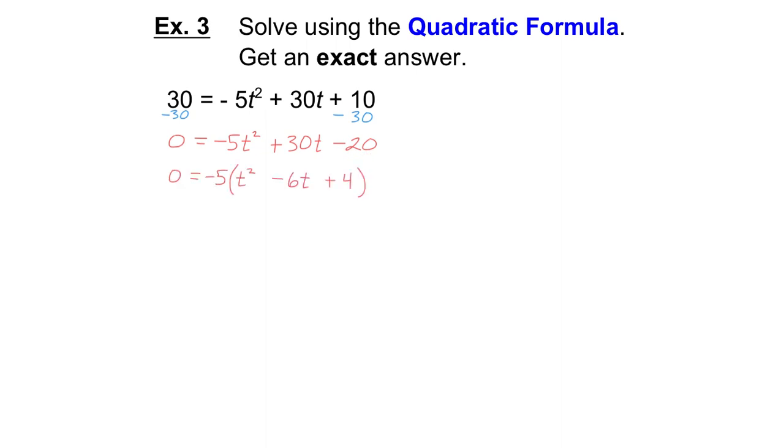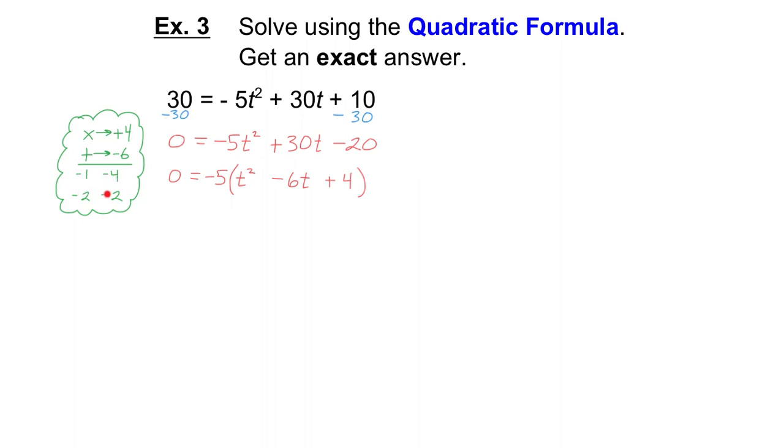Now, I just want to show you here, I could try to solve by factoring, and I would notice that I have a greatest common factor with negative 5, and the other factor would have to be t squared minus 6t plus 4. This looks like a simple trinomial, but if you try to factor this, you have to find two numbers that multiply to 4 and add to negative 6. And if you think through that, these are the possibilities that multiply to a positive number and add to a negative number.